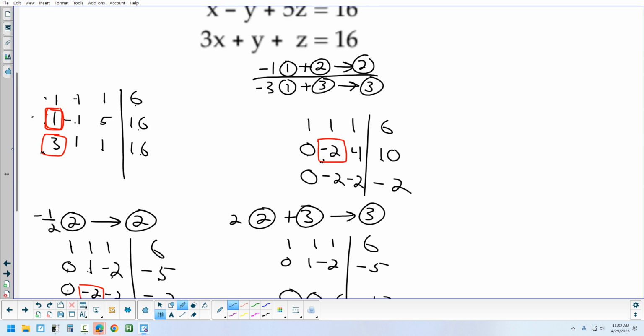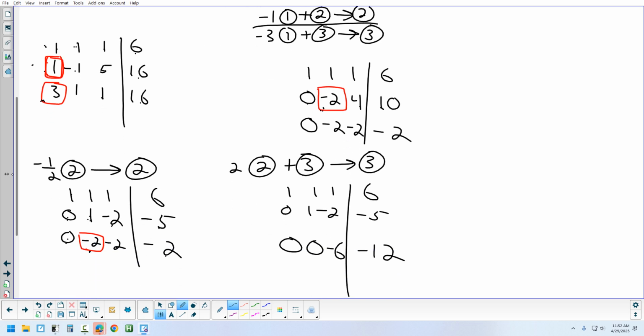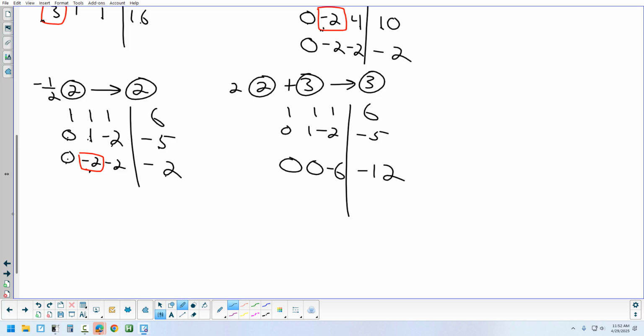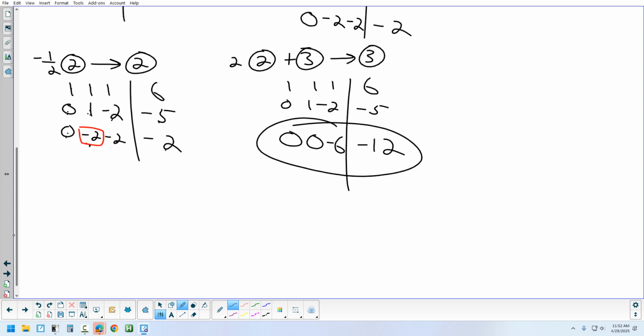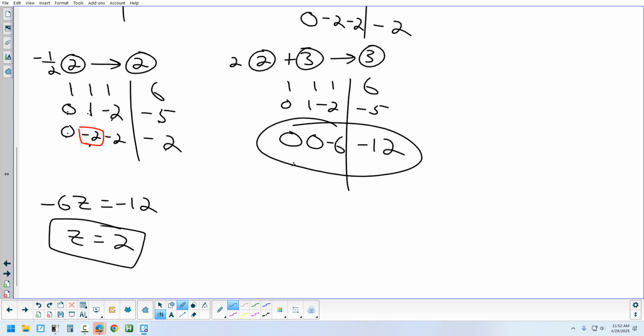So generally, 4 matrix steps and you're done. Let's take this last row and change it back to an equation. You don't have to include the zeros this time. What does this say as an equation? -6z equals -12. No x's, no y's. So what would z equal? 2. And that is your first answer.